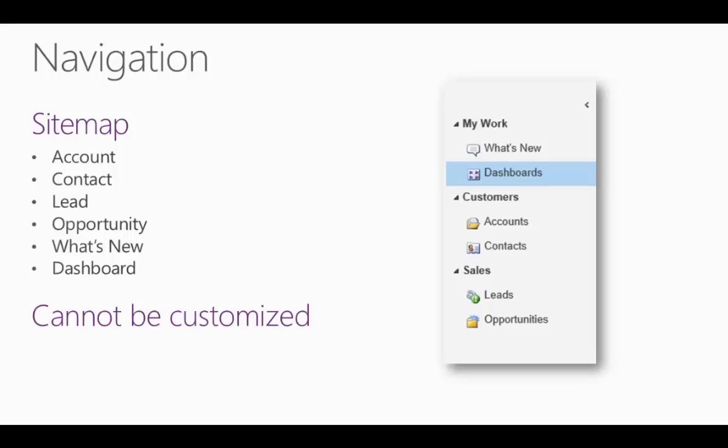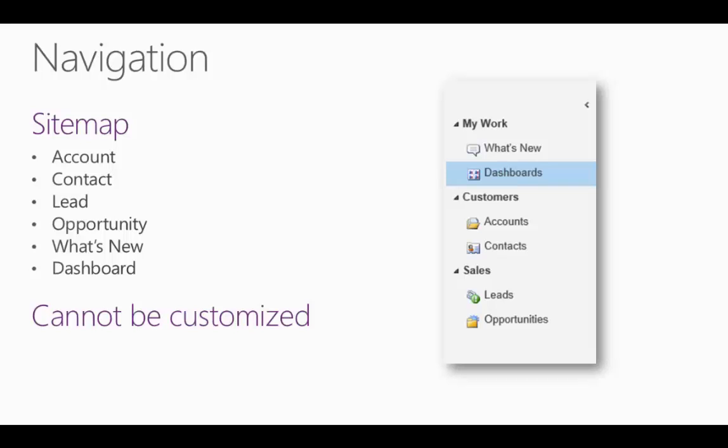Since the iPad experience is currently optimized for the sales entities, the sitemap has been modified to only display these entities as well as the dashboards and what's new areas. While the sitemap cannot be modified to include other entity navigation links for the iPad experience, it is possible to access other entity grids through dashboards and subgrids.